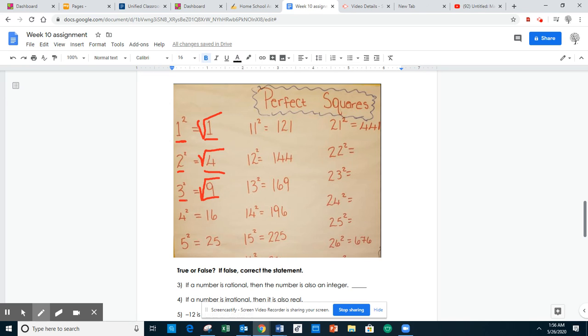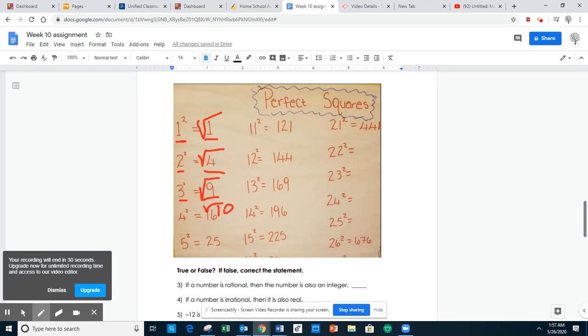But what about the square root of 10? Well, I cannot think of a number that when I multiply it by itself gives me 10, so the square root of 10 is considered an irrational number. The square root of 170, I know that's a number that's going to be between 13 and 14, but it's not a nice integer number, so those numbers are considered irrational numbers.